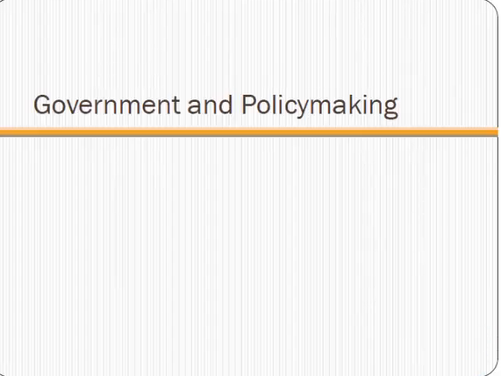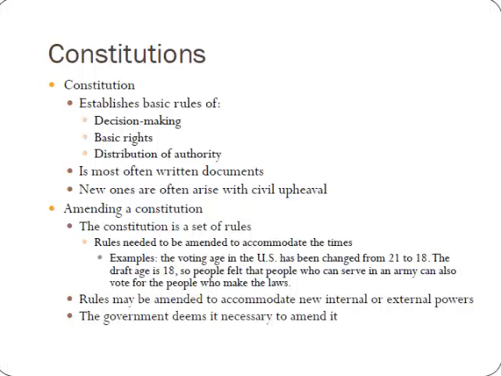Next, we are going to look at government and policymaking. In other words, how does a government operate to set policy? Well, the first thing is that in countries in which they exist, a constitution is the basic document under which the entire government operates. It establishes the rules of decision making. For example, it sets up Congress's role, the president's role, the court's role, etc.